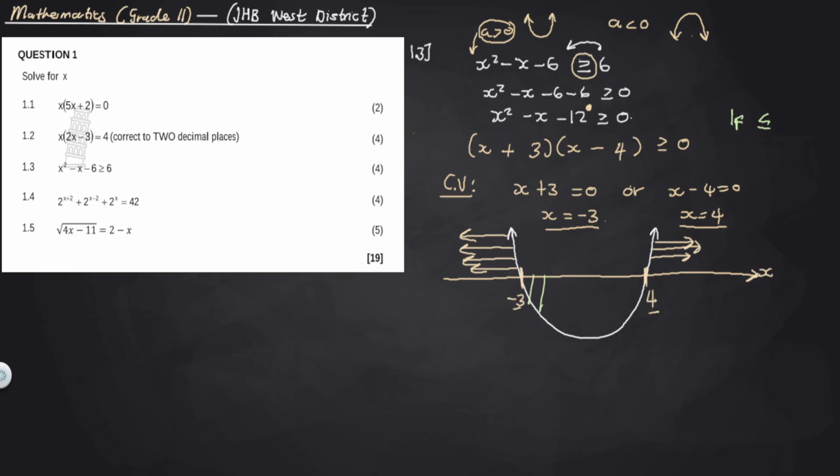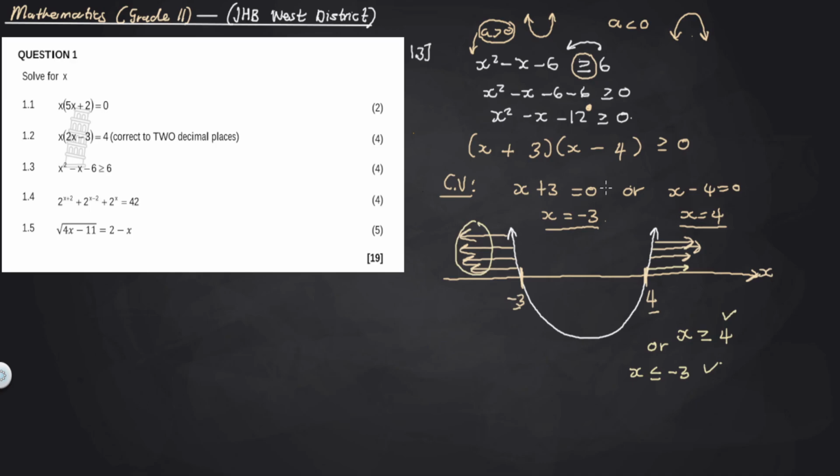But that's not the case. The case is that my solutions are above the x-axis. So it means that x is going to be greater or equal to 4. My solutions are to the right of 4. Or x is less than or equal to negative 3, to the left of negative 3. So these are the solutions for my quadratic inequality.